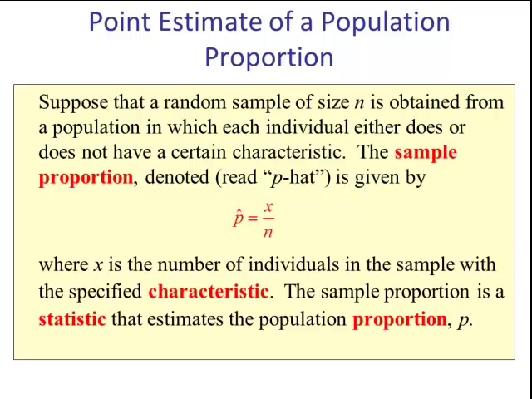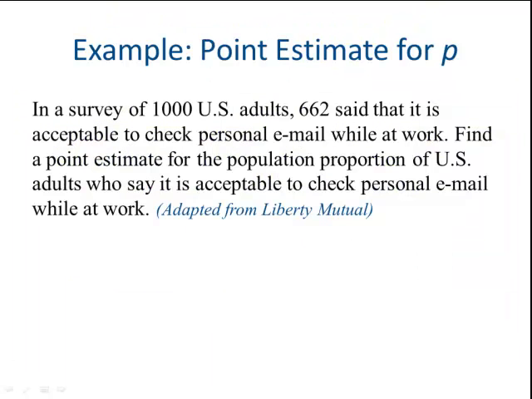Point estimate for a population proportion. Suppose that we have a random sample of size n obtained from a population in which each individual does or does not have a certain characteristic. The sample proportion, p hat, is given by p hat equals x divided by n, where x is the number of individuals in the sample with the specified characteristic. The sample proportion is a statistic that estimates the population proportion p. X would be how many people approve of Obama's handling of his job, and n would be the number of people asked. Let's look at an example.